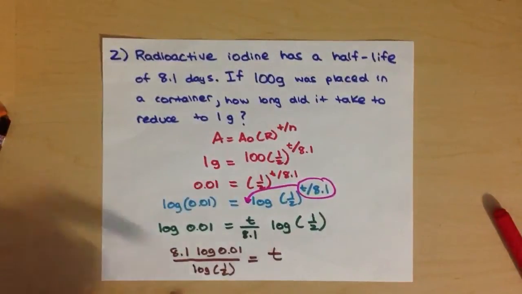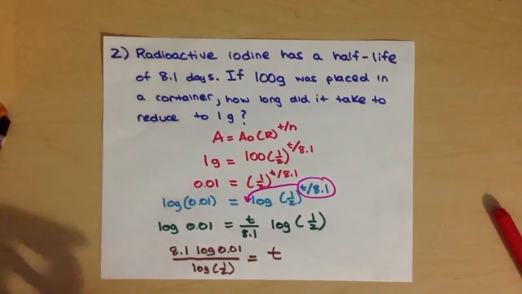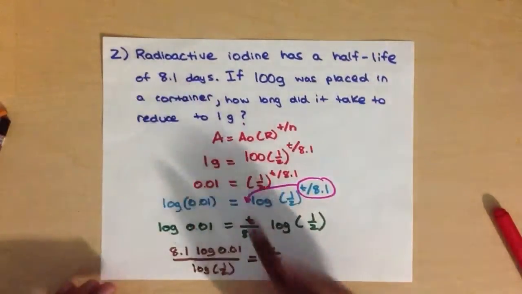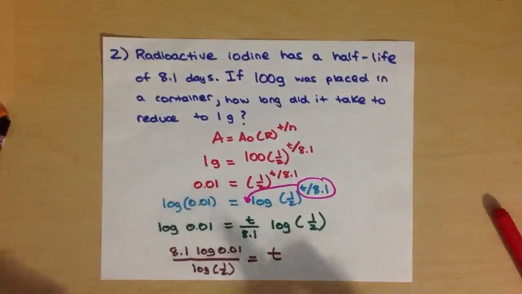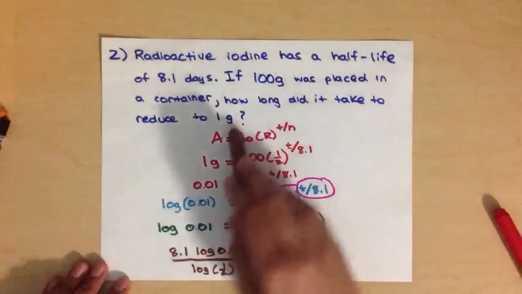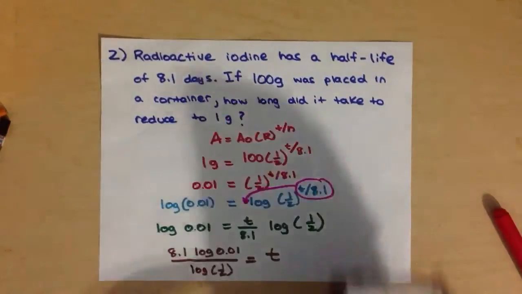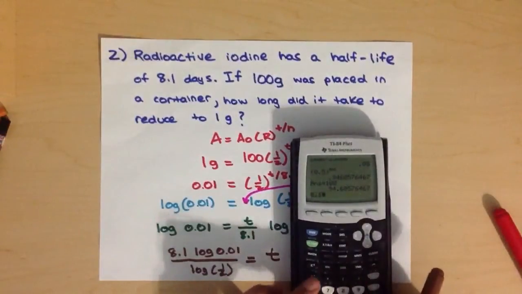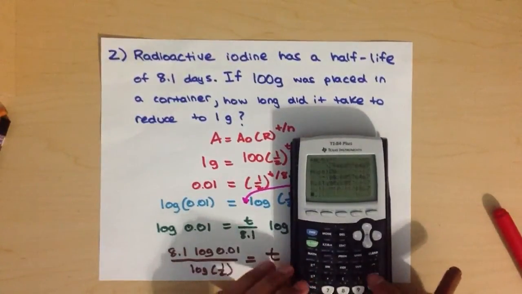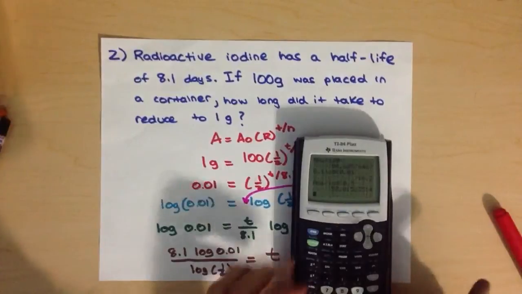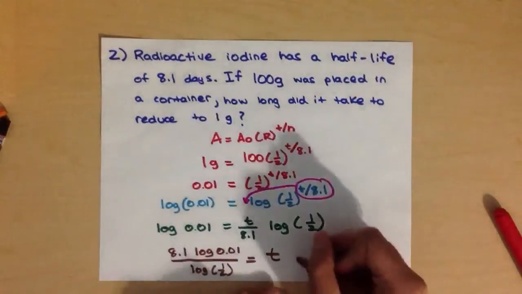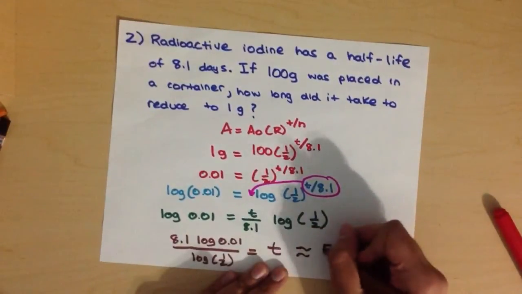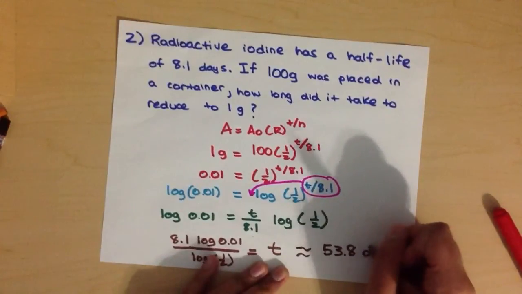And it makes sense for that to be greater than 8.1 days, because it takes 8.1 days to reach half of its value, so it's going to take a little bit longer to reach 1 gram, about 1% of its value, basically speaking. So computing this out, 8.1 log of 0.01 divided by the log of 0.5 is approximately 53.8 days, and that makes sense.